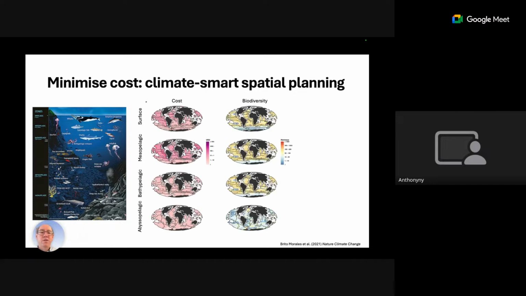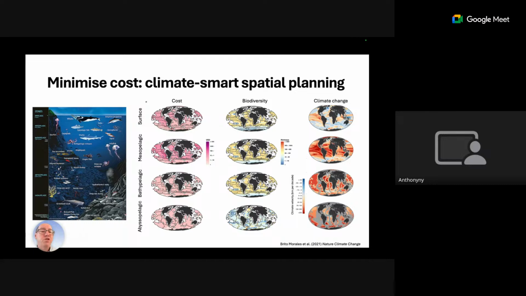And so in this analysis, what we did was we got a cost layer. We did this in the high seas, so that's all the ocean excluding the exclusive economic zones. These are different depth zones here, going down from the surface to very, very deep. And these are different costs of fishing, so it's spatially different. The idea is to use this minimize cost objective function to try and meet your biodiversity objectives, but to avoid those high cost areas. You can see the biodiversity as it changes, different species with different depths.